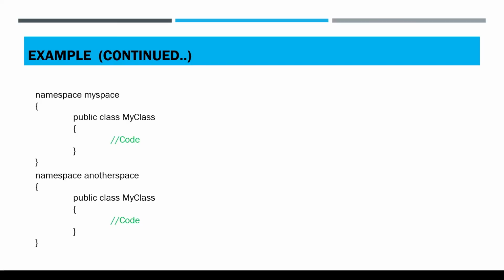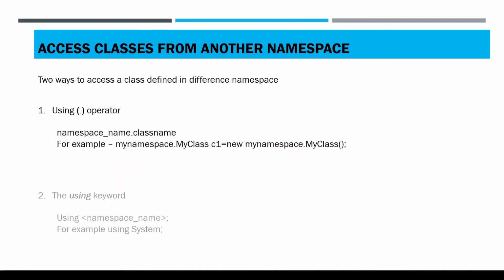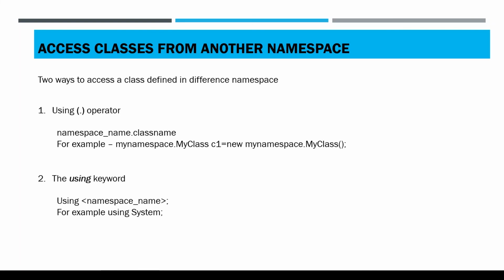So we have seen that we can declare classes with the same name in two different namespaces. We have also seen that we can access the class from the other namespace either by using the dot operator or using the using keyword.